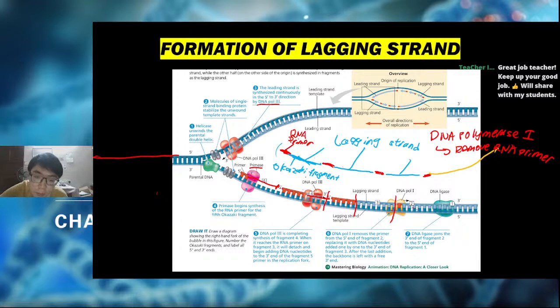So DNA polymerase 1 will come in here. I use another color. It will come in here, bind here, bind here, bind here and remove. It will remove all the RNA primers. After you remove, there will be gaps, right? After you remove, it will look like this.